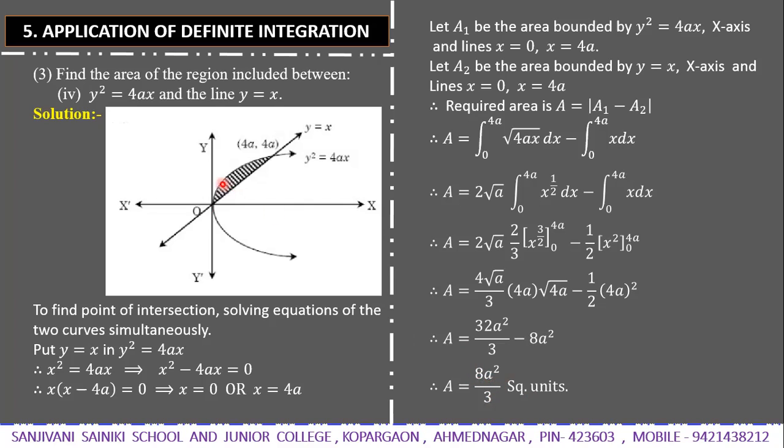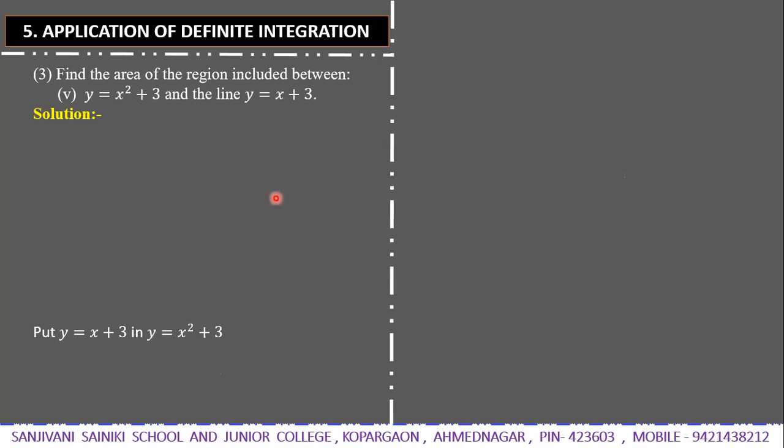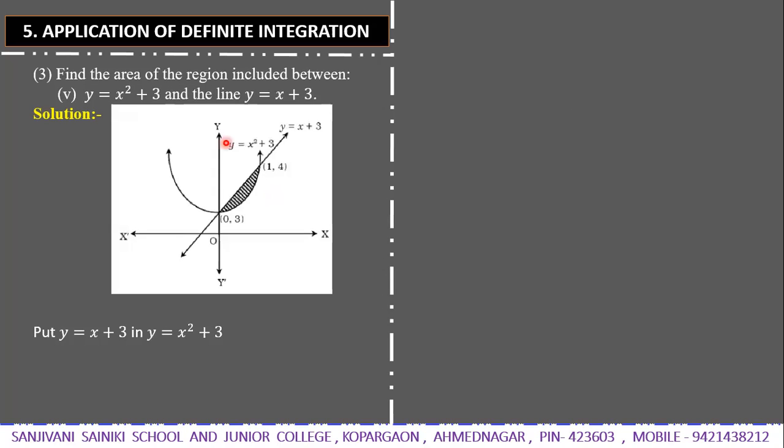This is the area between the two curves. This is the general formula to obtain the area. You can replace this a by any number, and then we will get the area between the corresponding two curves. Now the next problem is y is equal to x square plus 3 and the line y is equal to x plus 3.